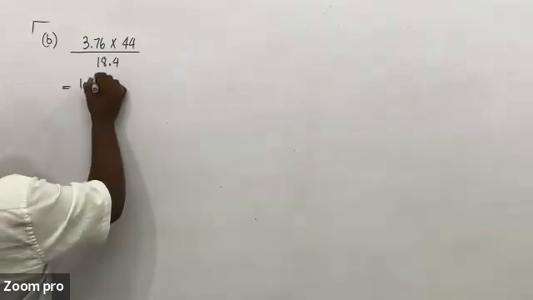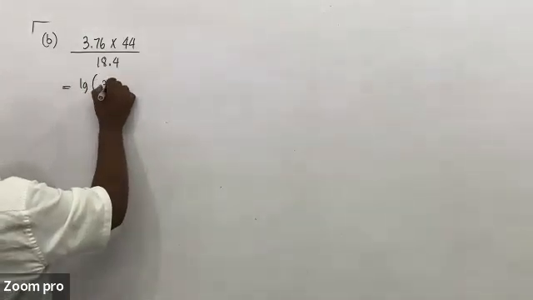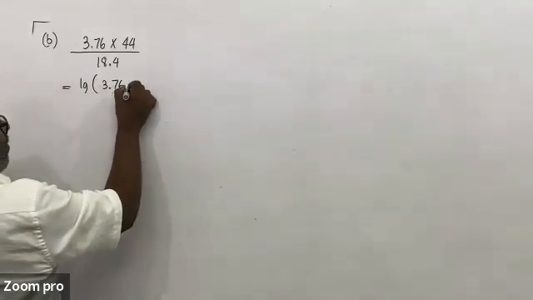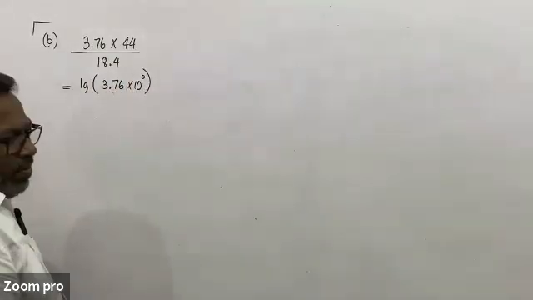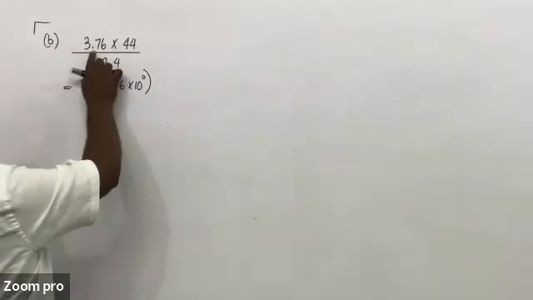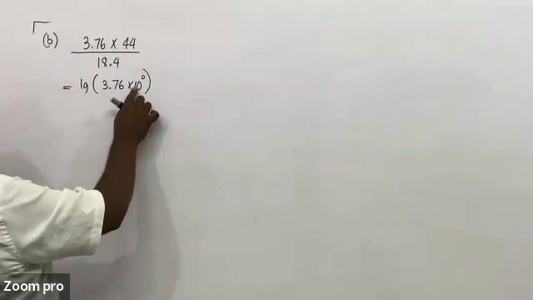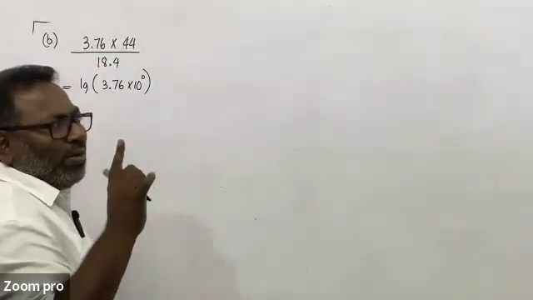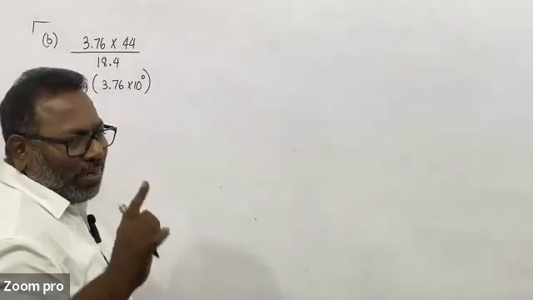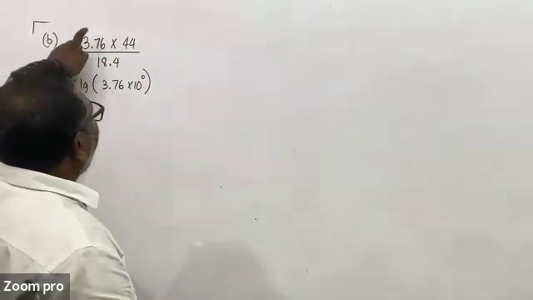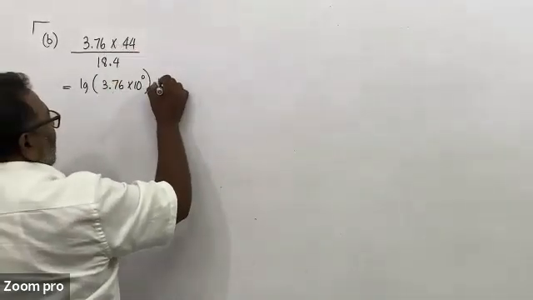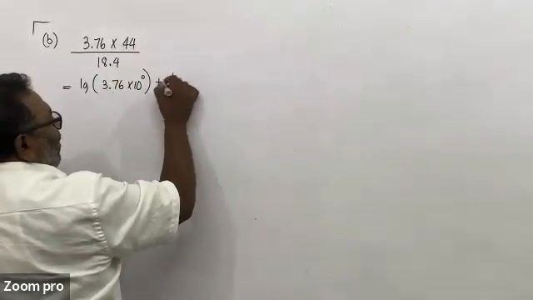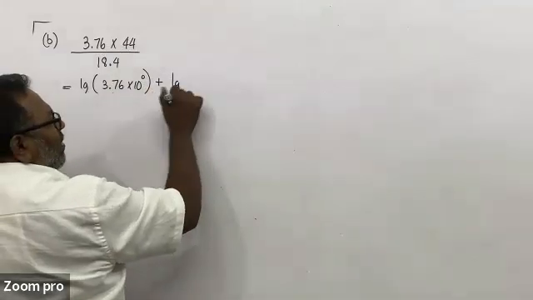So log 3.76. So already it's there. 3.76 into 10 to the power 0. 10 to the power 0 means 1. So 3.76 multiplied by 1 will give you this. Then multiplications can be written as additions.